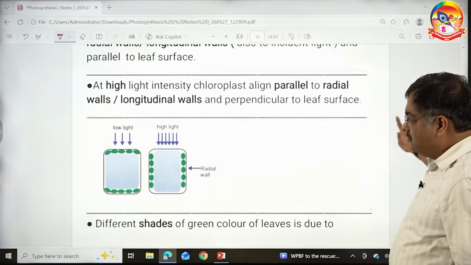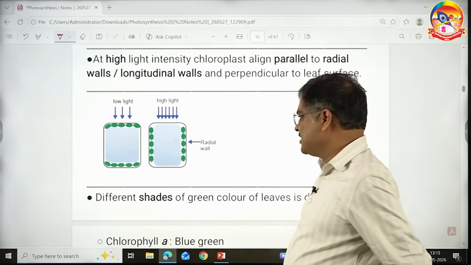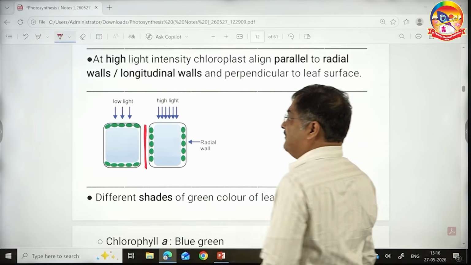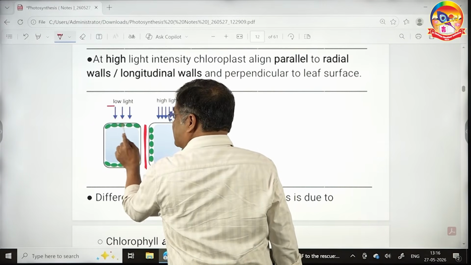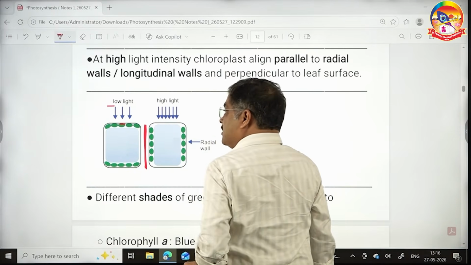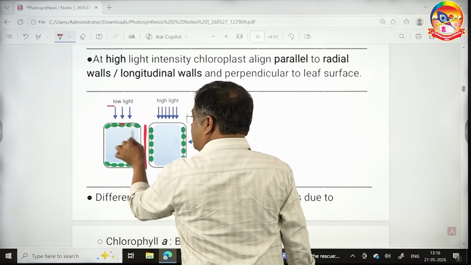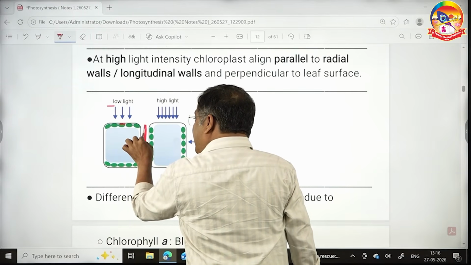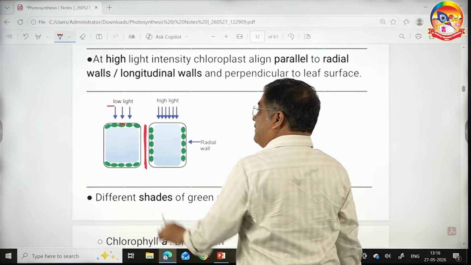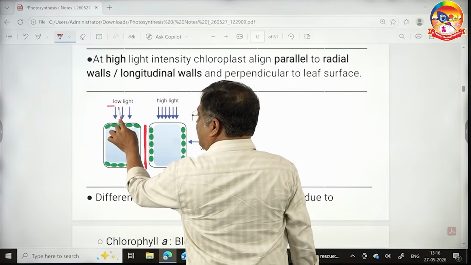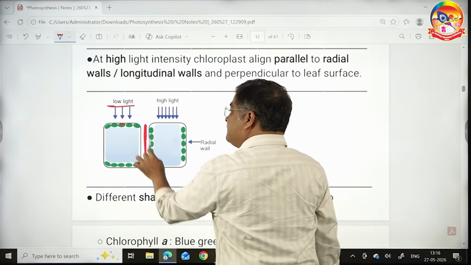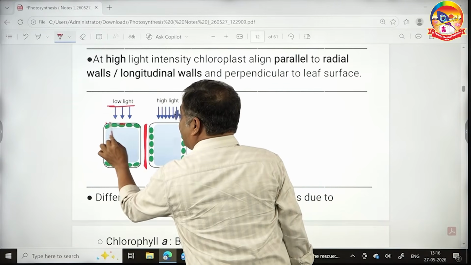Now this is one area where you normally make mistakes. These are called tangential walls, and these are called longitudinal walls or radial walls. When the light intensity is low, the chloroplasts are arranged with the flat surfaces facing light because they want to absorb more light. So when the light intensity is less, how are the chloroplasts? Chloroplasts are perpendicular to these longitudinal walls or radial walls, or parallel to the transverse walls.